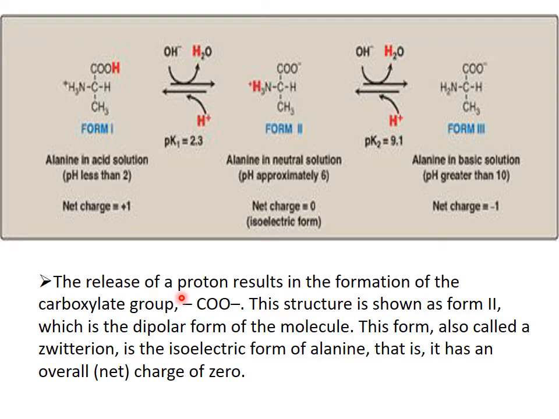The release of proton results in the formation of the carboxylate group. The structure is shown as form 2, which is a dipolar form of the molecule. This form, also called a zwitterion, is the isoelectric form of alanine. That is, it has an overall net charge of 0.